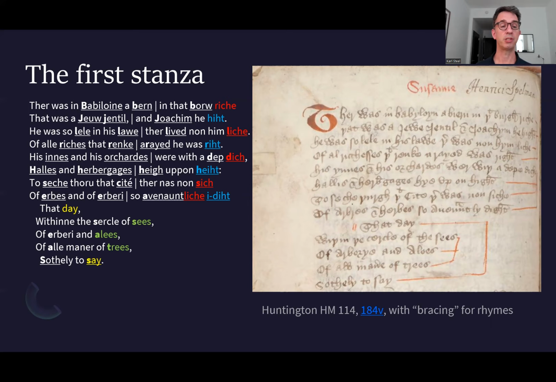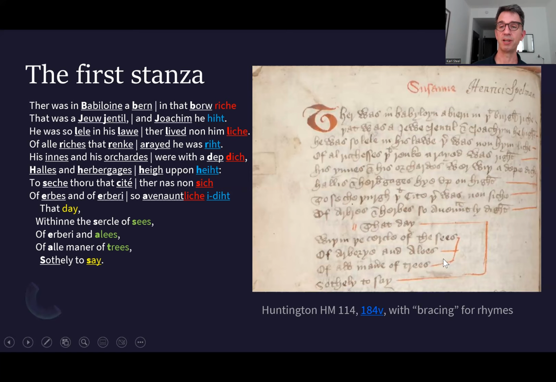So not perfect Middle English, but I hope it gives you an idea of what's happening here. If this seems rather complicated to you, well, so did people in the Middle Ages probably thought it was complicated as well, because we have the Huntingdon Manuscript 114, this is now in Los Angeles, which has these red braces, which indicate the rhyming words. So this scribe has gone through and indicated which words are supposed to rhyme. So this is to help people read. So you see that day and say are connected, and trees and alleys and trees are connected here.